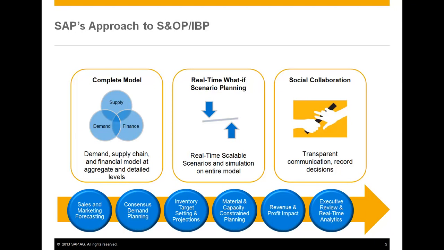In this demonstration, you will see how S&OP allows you to not only profitably align supply and demand, but also to align functional groups within your organization. In particular, you will see three unique capabilities. Number one, a complete planning model. Number two, real-time what-if scenario planning. And number three, social collaboration.